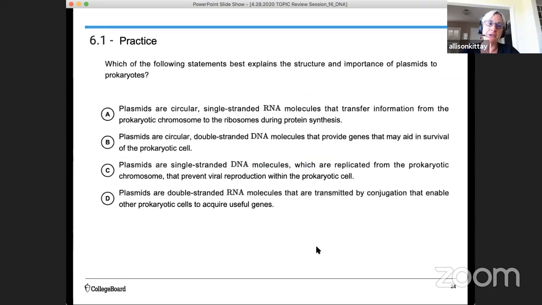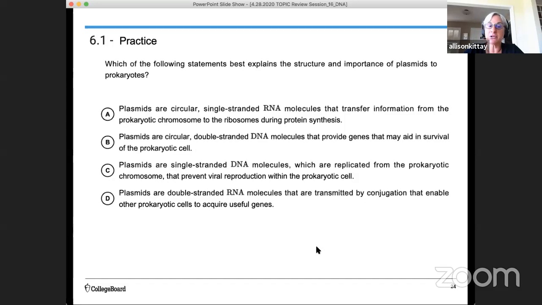Okay, so one more, and this is related to prokaryotic DNA. Which of these following statements best explains the structure and importance of plasmids to prokaryotes? A, plasmids are circular, single-stranded RNA molecules that transfer information from prokaryotic chromosome to ribosomes during protein synthesis. Are plasmids made of single-stranded RNA? Ask yourself. B, plasmids are circular double-stranded DNA molecules that provide genes that may aid in survival of the prokaryotic cell. So are plasmids double-stranded DNA?